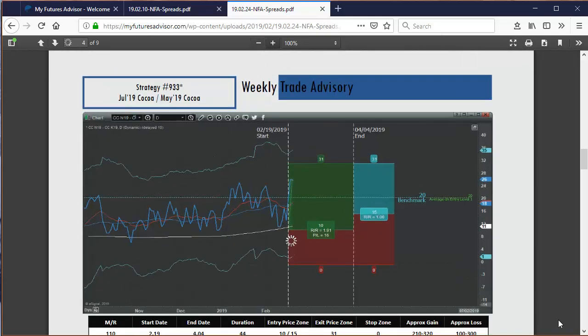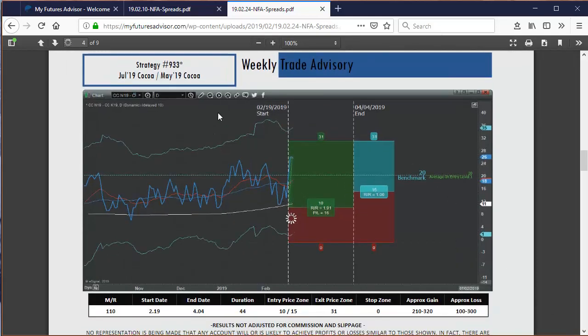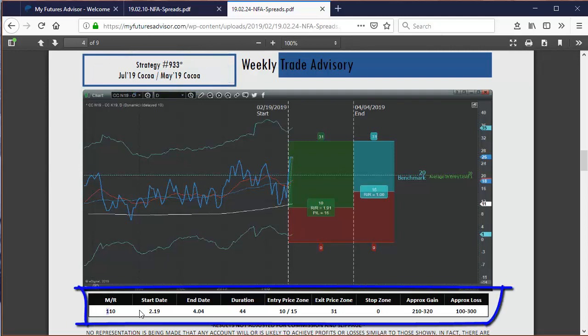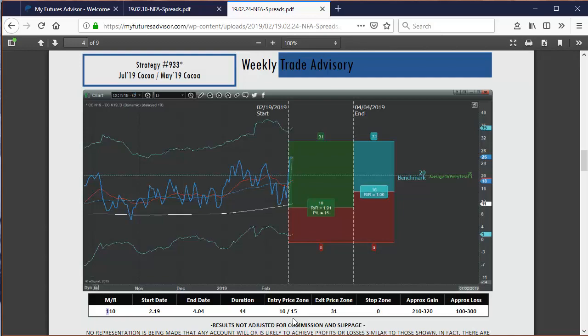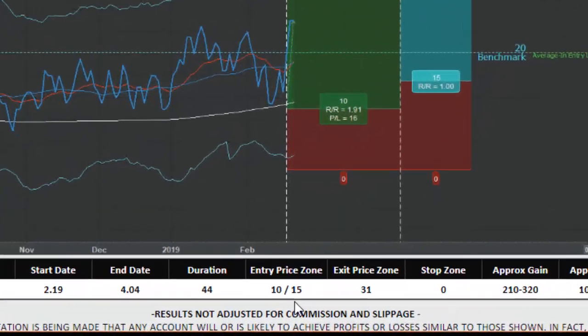All right. So here we have it. Again, it shows the strategy number up here, July 19 cocoa versus May 19 cocoa. And then at the bottom here, it has all that same data, okay? So what you see here is you get a visual of the actual spread relative to the entry and exit and risk and reward data. So let's just go over that real quick on the bottom. So back down to the entry price zone. It shows two levels, 10 and 15.